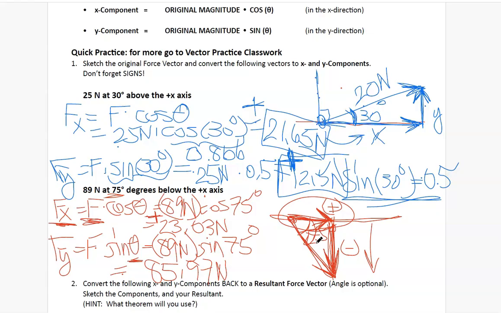If it's down, it's negative. Is it pointing to the left or right? If it's left, it's negative. And that'll make things easier for you in the long run.